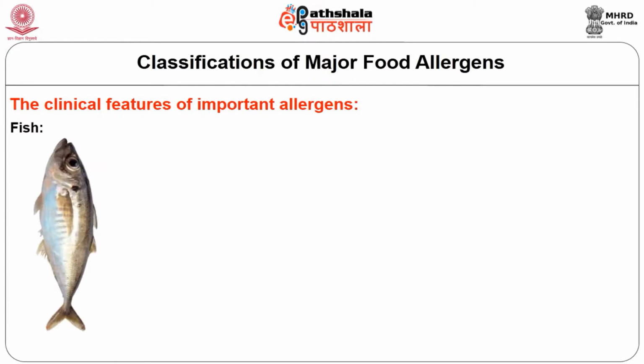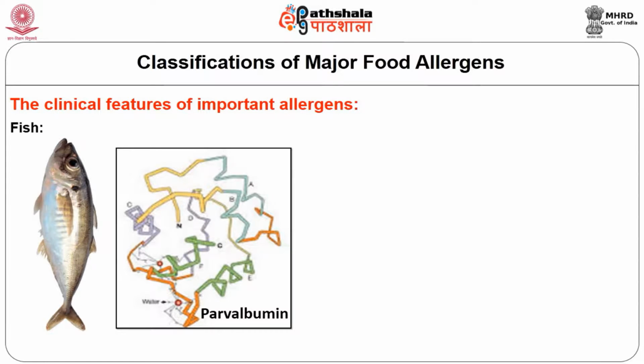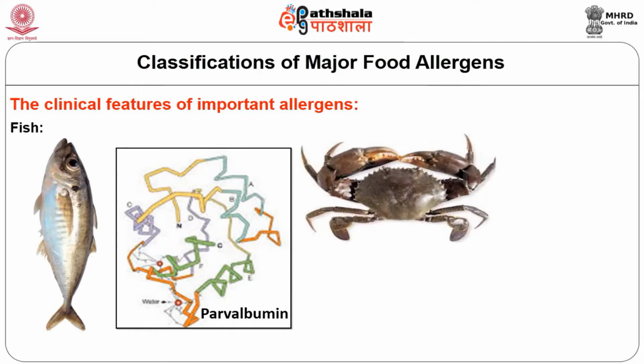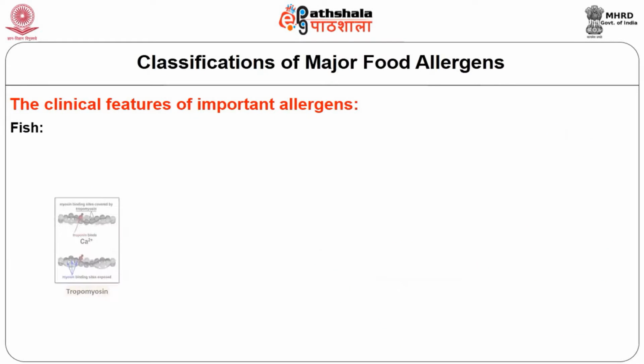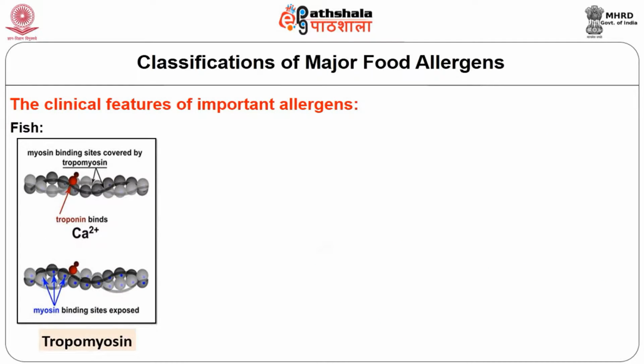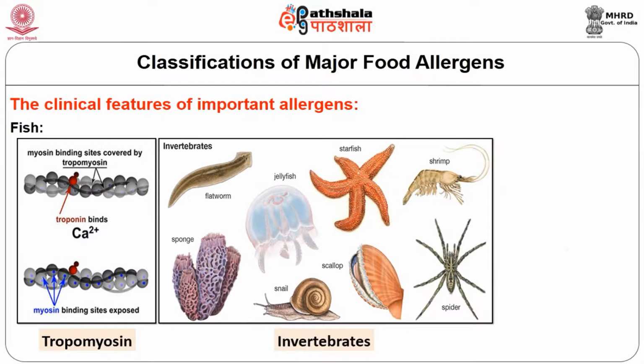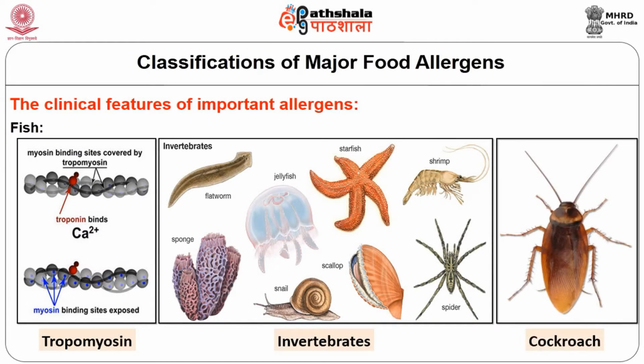Finned fish allergy is potentially very severe. The allergen found in finned fish that is responsible for the allergic reaction is parvalbumin. Similar to finned fish, the allergens found in crab, shrimp and lobster are also very severe. Tropomyosin, a muscle protein, is responsible for the allergic reaction, and it is also found in some invertebrates like insects and cockroaches.